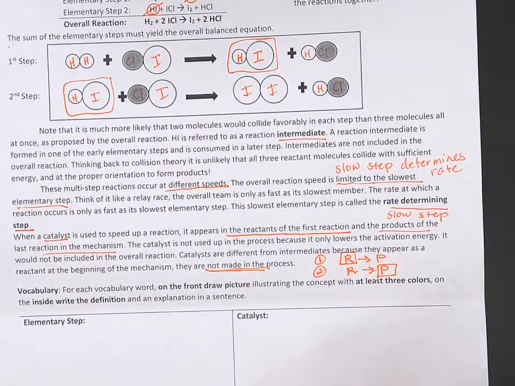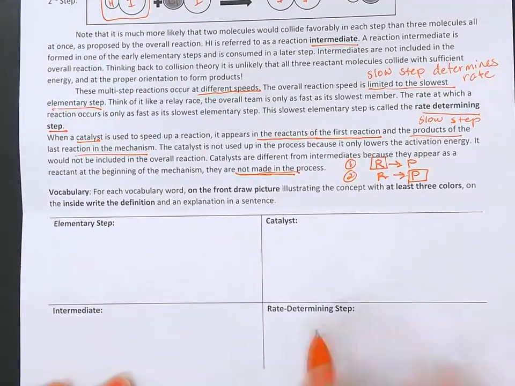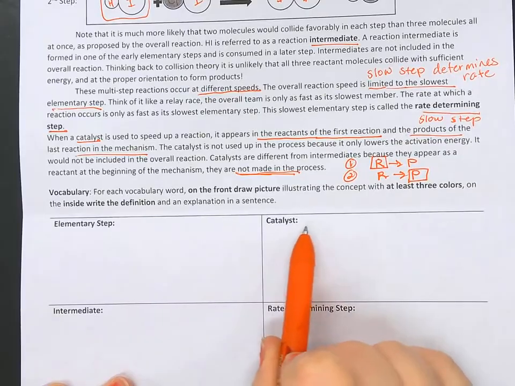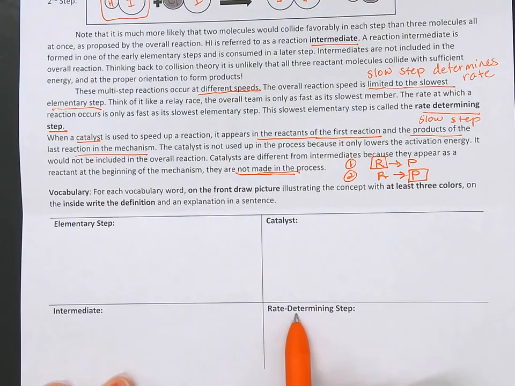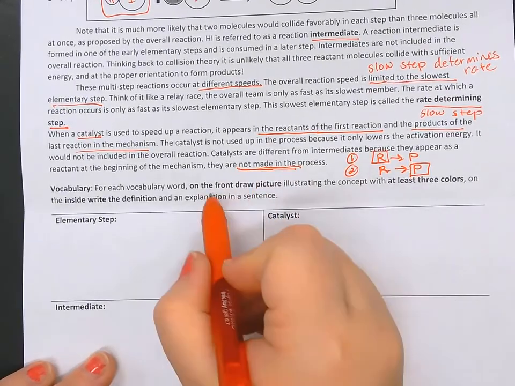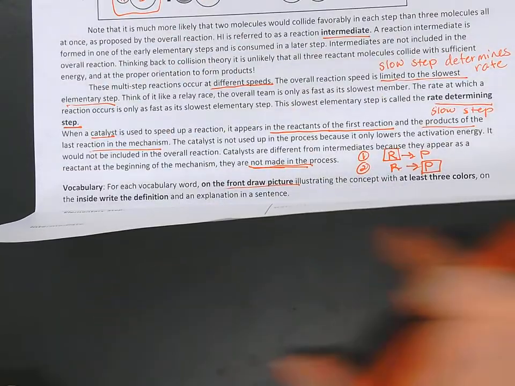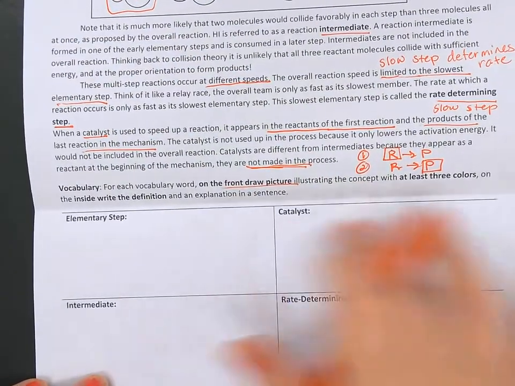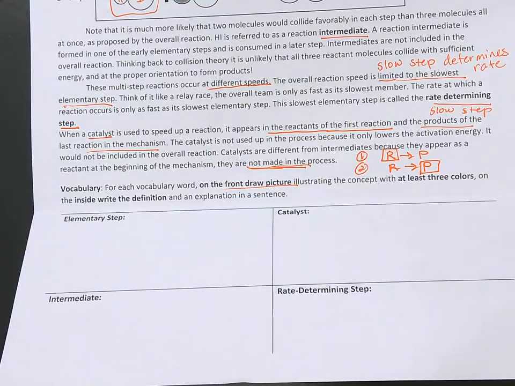So we've got down at the bottom our 4 vocabulary terms: the elementary step, the catalyst, the intermediate, and the rate determining step. Those are new terms for us. We're doing a picture on the front and then their definition on the back. You can do that on your notebook paper underneath them or on the back of the paper here.